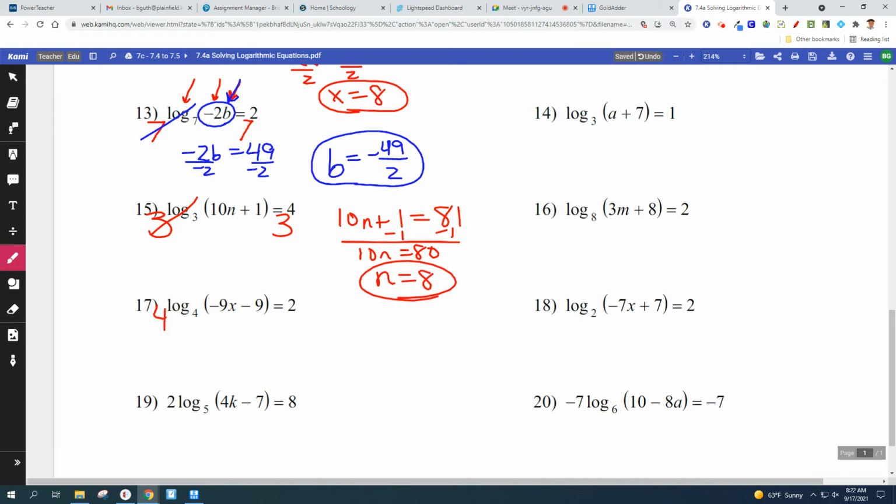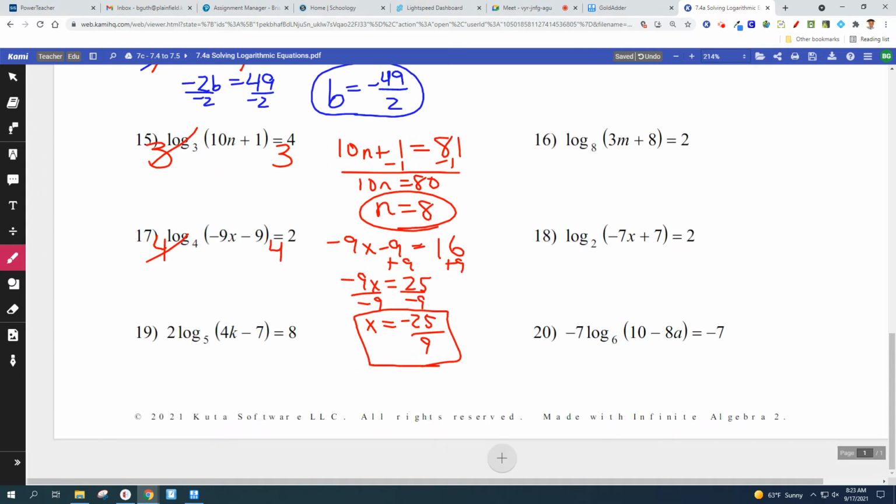Next one, get rid of a log base 4 with a base 4. Okay, that gives me -9x minus 9 equals 4 squared, which is 16. Add the 9 over. -9x equals 25. Divide by -9. So what? It's a fraction. Deal with it. -25 over 9.